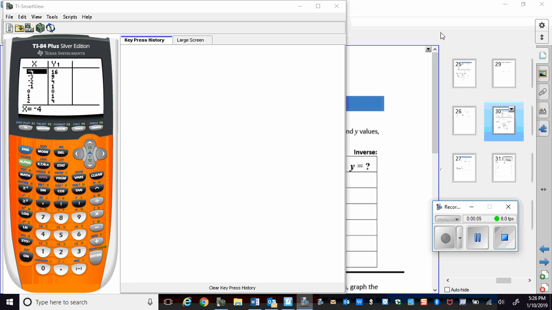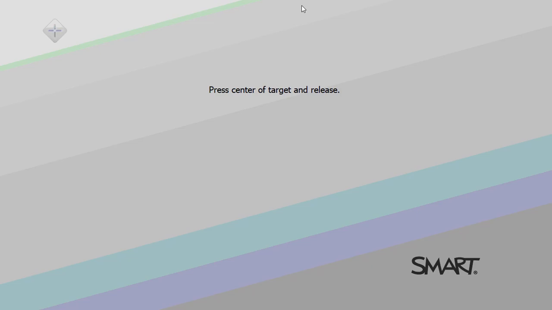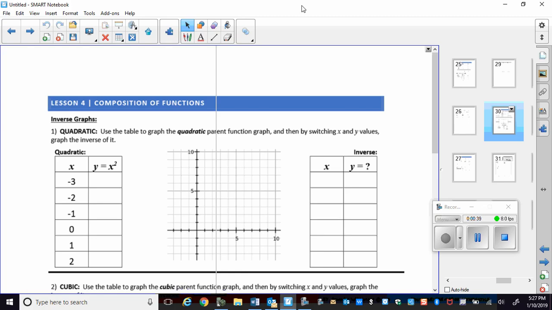All right, guys, this is lesson 4. It's the composition of functions. So we worked on compositions earlier in the quarter, right? For compositions, the thing you have to remember is that graphically you can switch the x and y and create the inverse of a function. That's pretty much the focus of what we should be learning today.